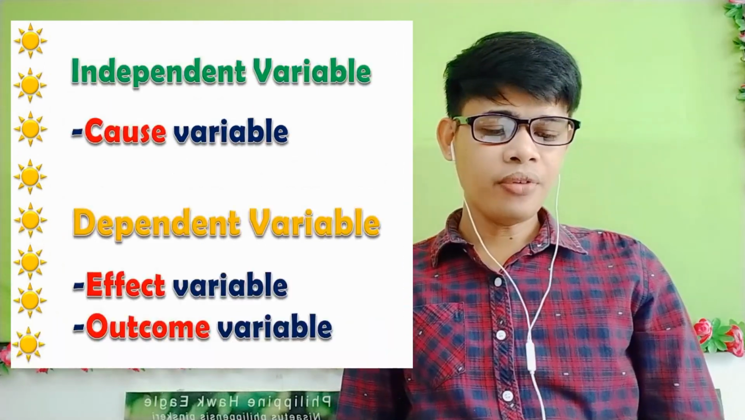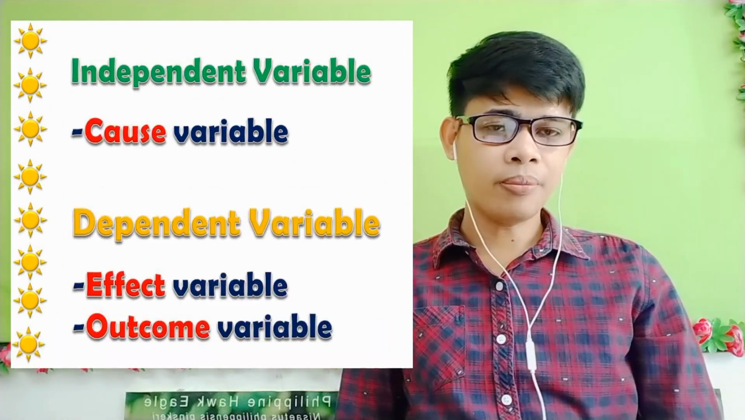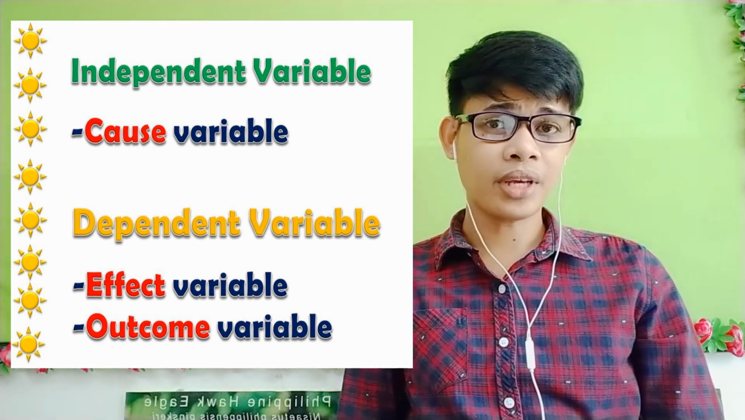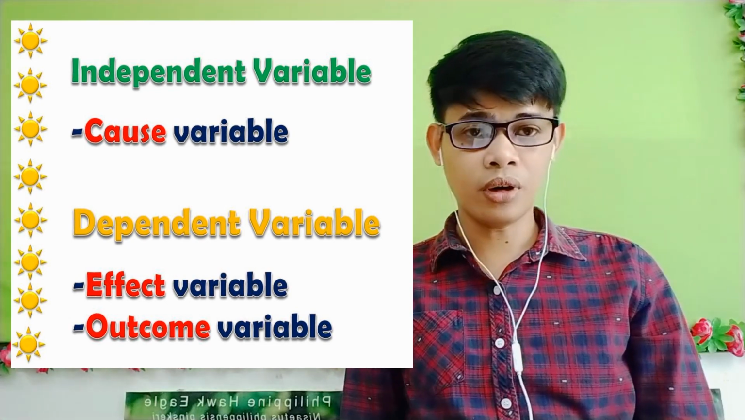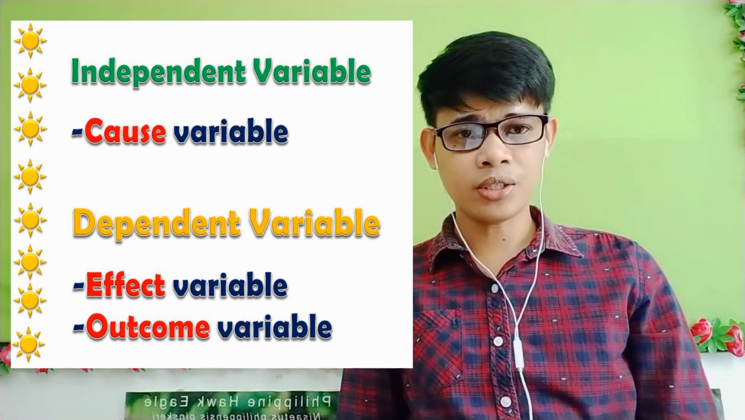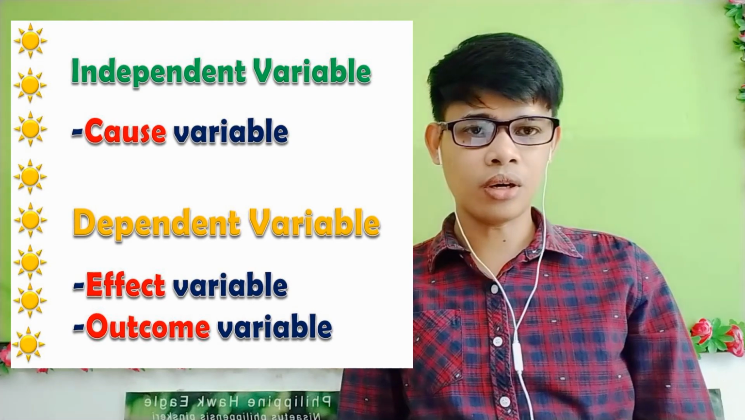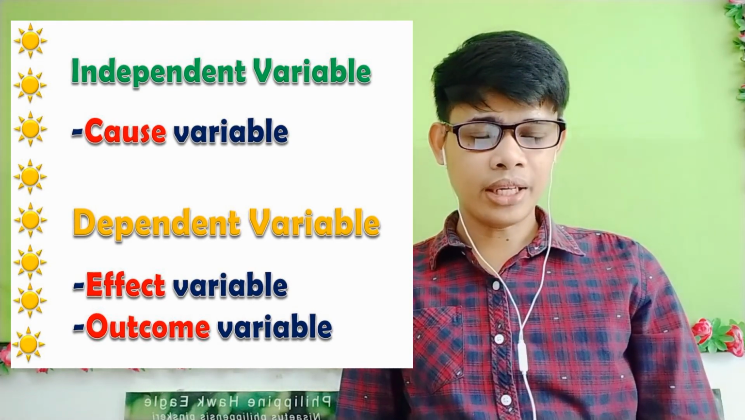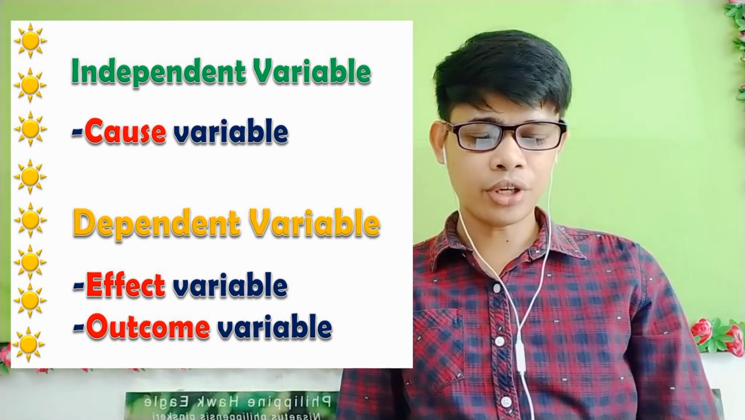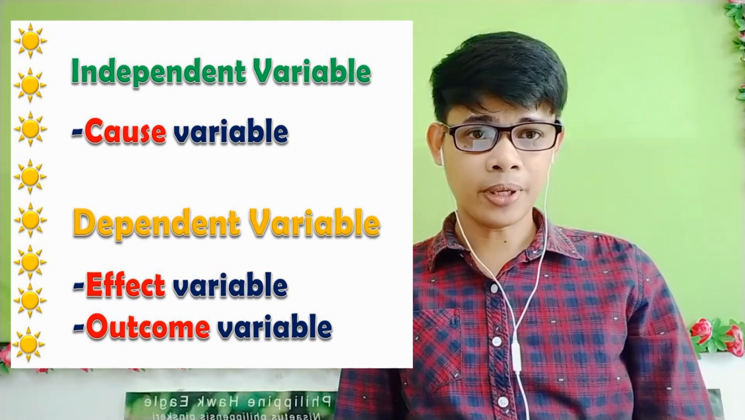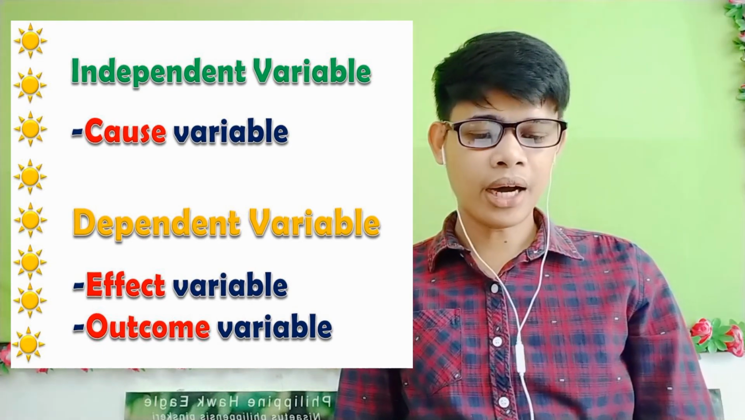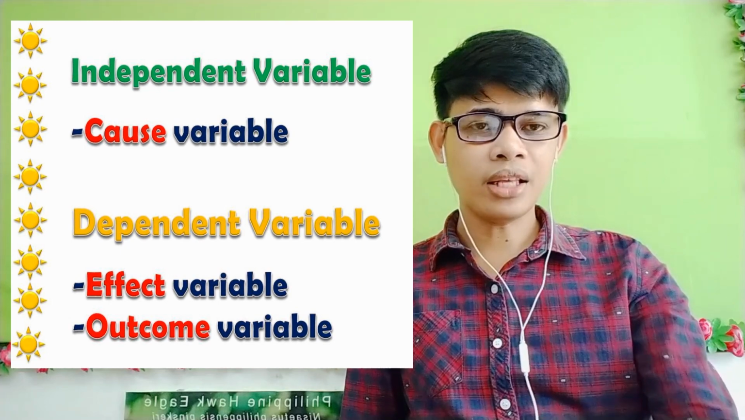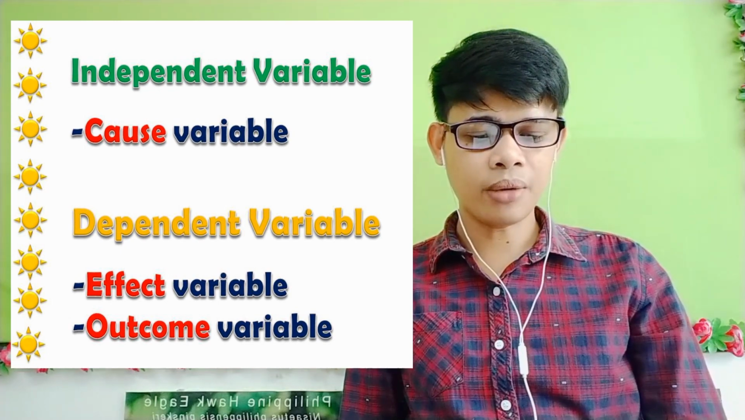So we have here the independent variable, which is considered to be the cause variable. I have highlighted there the term cause, meaning it is the root cause of something, while the dependent variable is the effect variable or the outcome variable that is affected by the independent variable. Okay, take note, the independent variable is the cause while the dependent variable is the effect.